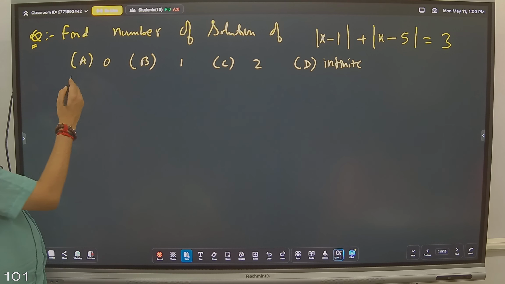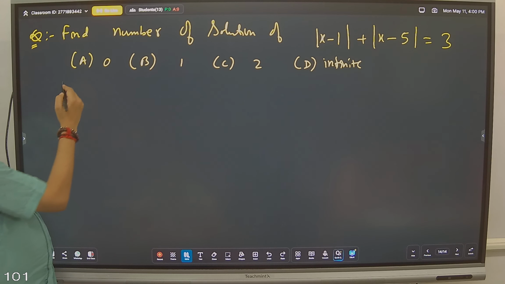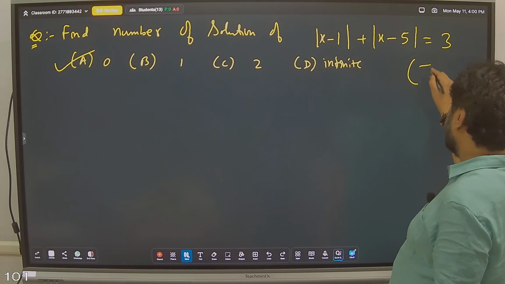How many are saying A? Option A. Who is saying A? Raise your hand. This is the answer. This is an old JEE question.